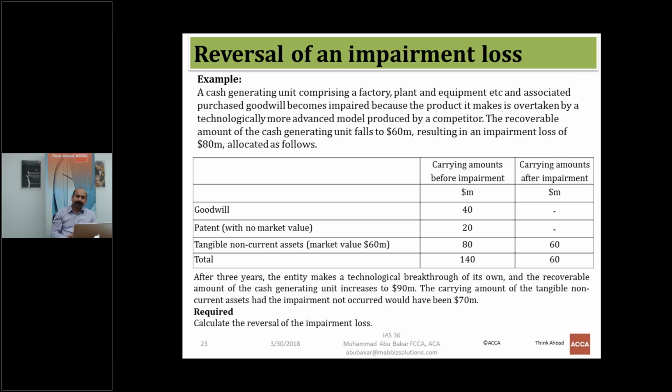After 3 years, the entity makes a technological breakthrough of its own, and the recoverable amount of the cash generating unit increases to 90 million after 3 years. The carrying amount of the tangible non-current asset, had the impairment not occurred, would have been 70 million. Calculate the reversal of the impairment loss.